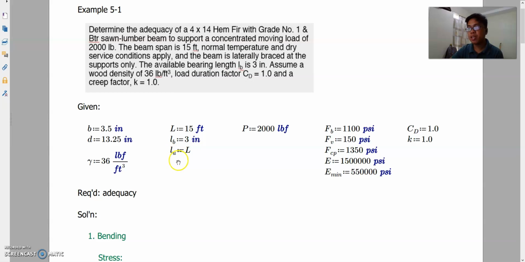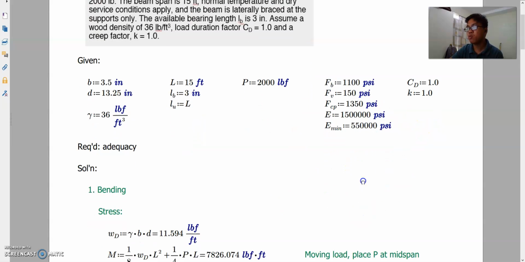Now for the unbraced length, it depends on the lateral supports, right? Stated in the problem that the lateral supports are at the ends only, okay? It's laterally braced at supports only. That's only the ends, and therefore LU equals L equals 15 feet. We have a moving load of 2,000 pounds, and then reference design values already provided. CD equals 1, CK equals 1.